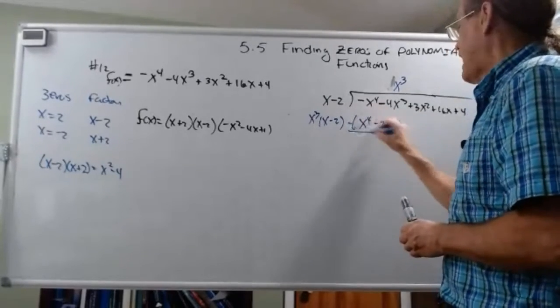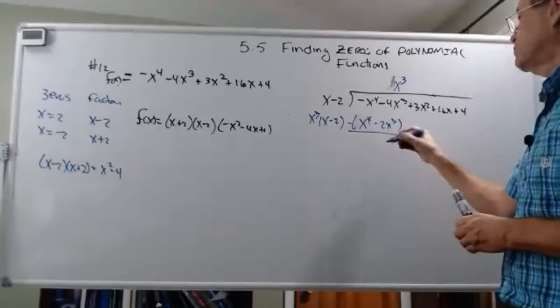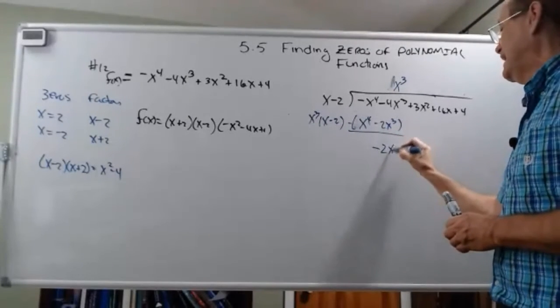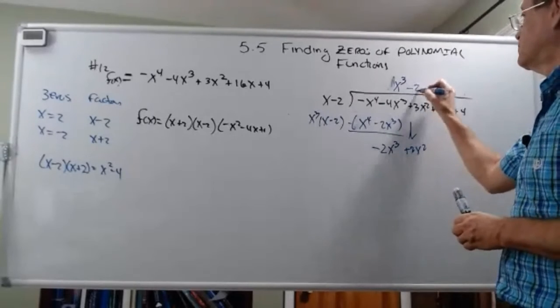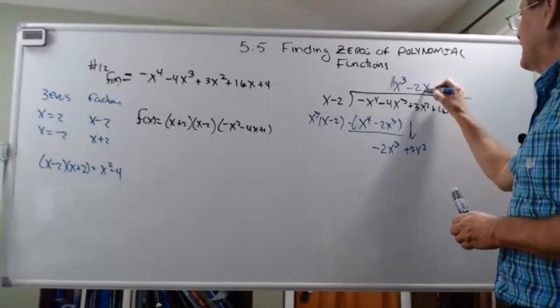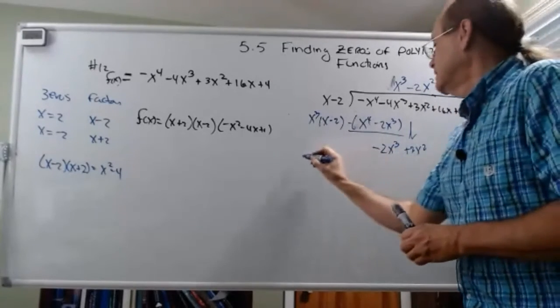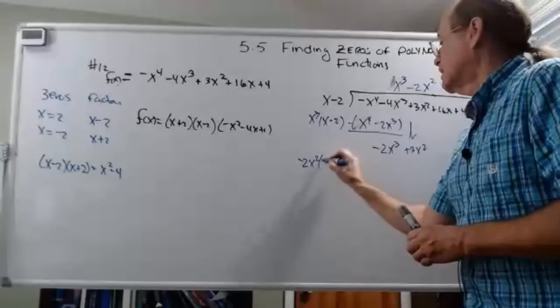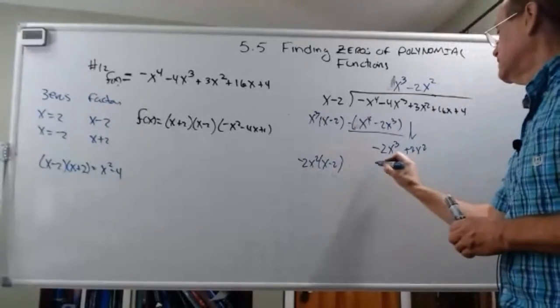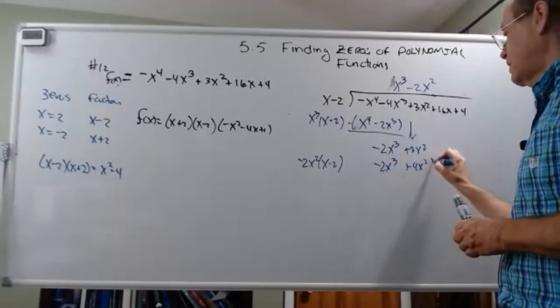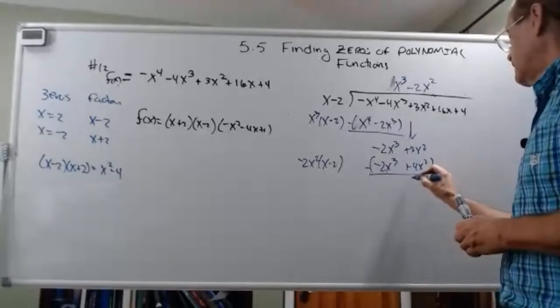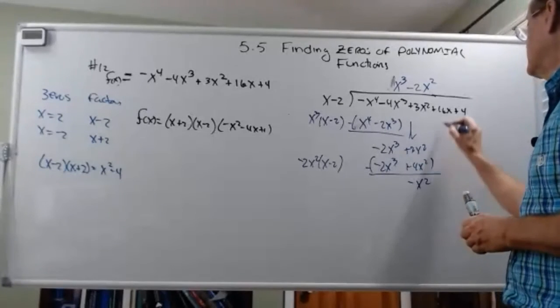And I subtract, so that goes out, that's positive 2, so it gives me a negative 2x cubed. Bring down the 3x squared, so negative 2x squared. So do that. Negative 2x squared times x minus 2 gives me a negative 2x cubed plus a positive 4x squared. When I subtract, I get a negative x squared.